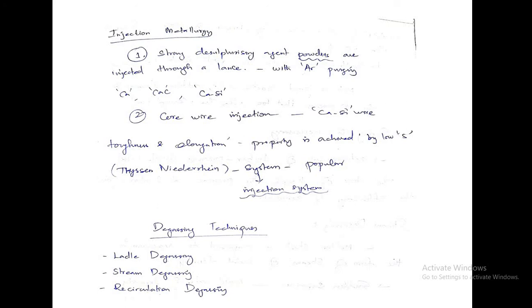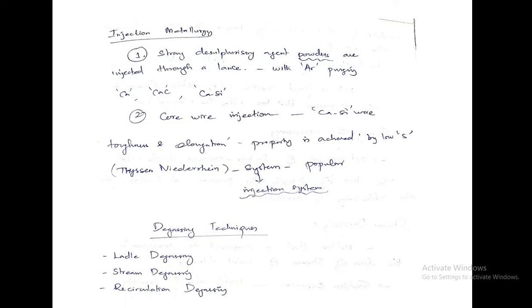If hydrogen is high, the steel becomes brittle, right? So cracks will form. If oxygen is present, oxygen holes, blow holes and pin holes will all form, right? Recirculation, steam and ladle degassing are the types of degassing techniques in which we use different techniques to remove the gases effectively, right? I think you will have discussed these topics.